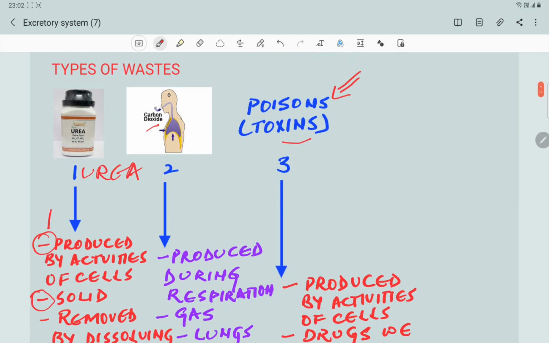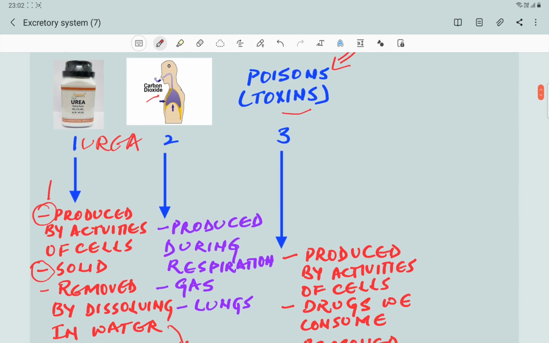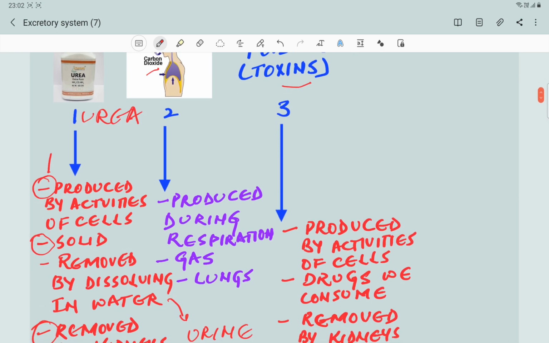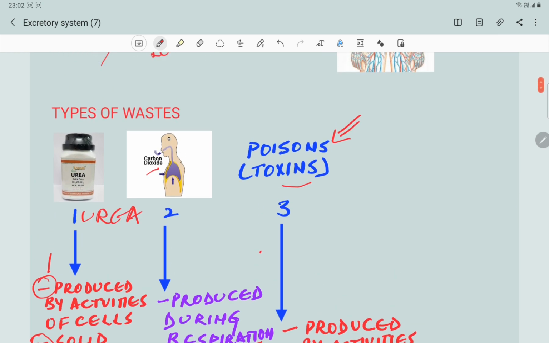Let us look at carbon dioxide. This particular waste product is produced during respiration. Respiration is the process of breaking down food in which energy is released. Carbon dioxide is a gas, unlike urea, which was a solid, and carbon dioxide is removed from our body through our lungs and through our nostrils.